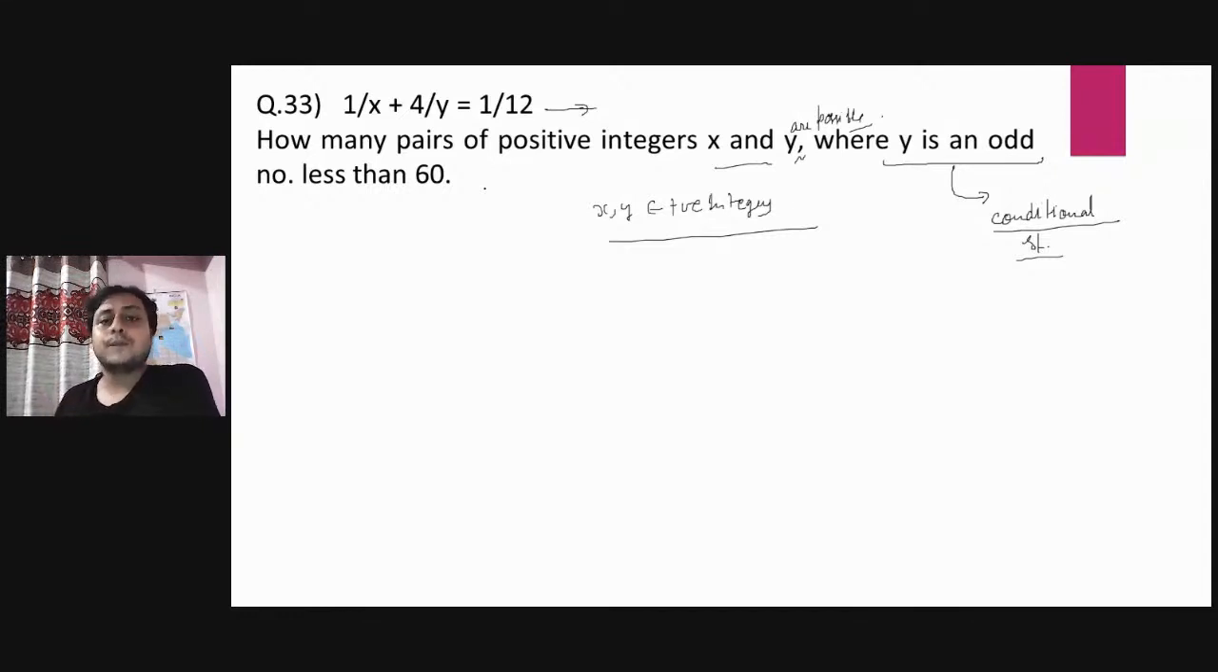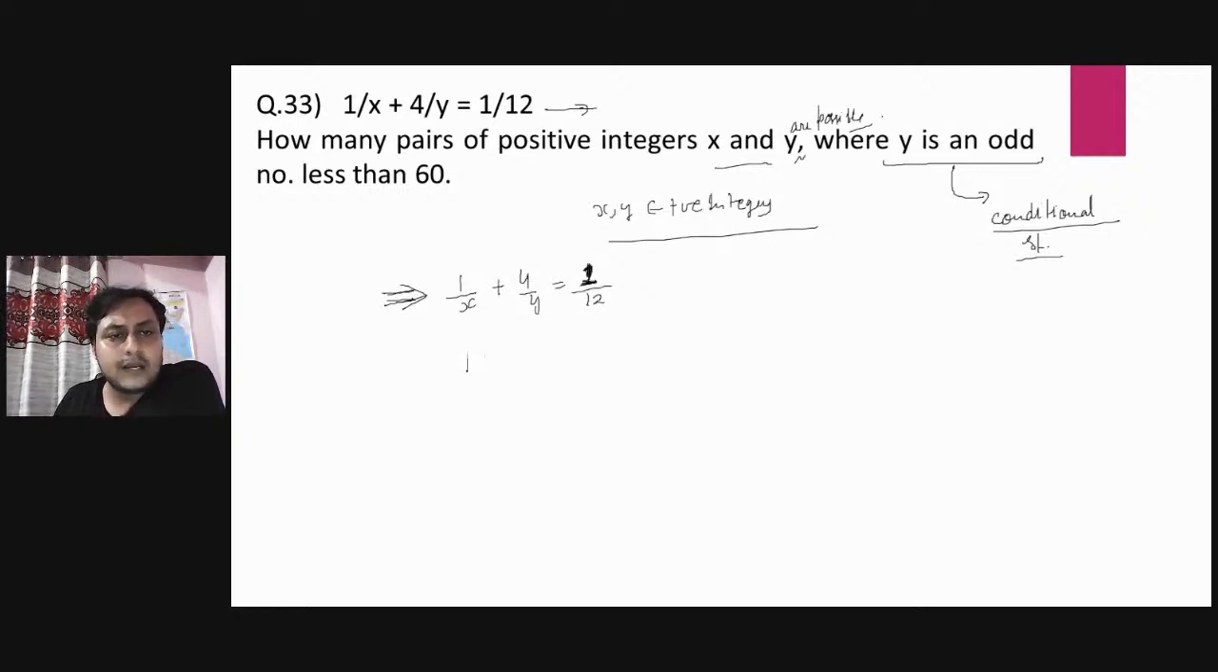So what to do to solve such types of questions? You have to think logically. This is 1 by x plus 4 by y equals 1 by 12. And I have solved many questions of similar type in my class, right? This is 1 by x plus 4 by y equals 1 by 12.